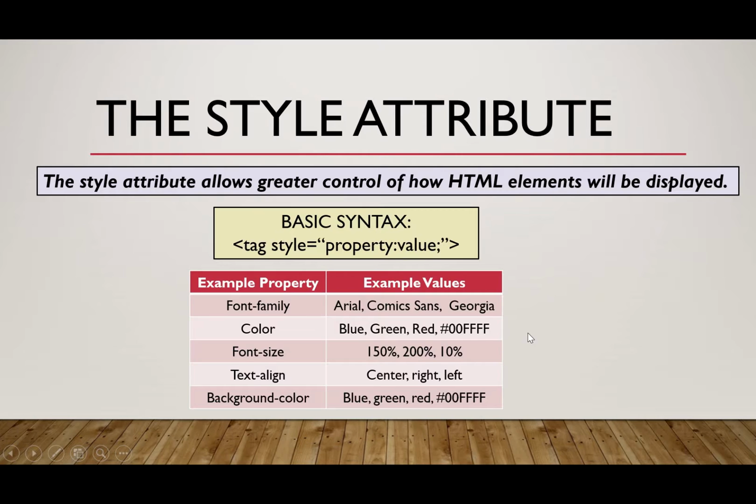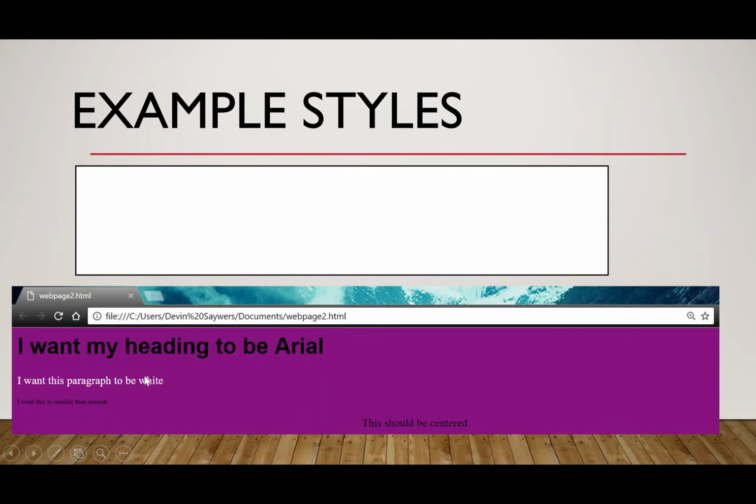So let's actually take a look at an example. So the first thing, let's pull this up. I have my background changed colors, I have this heading is Arial, and I have this paragraph to be white, this paragraph is small, and I want this centered. So let's look at the code and see how that worked, okay? So in this first bit, I actually redefined the body style background color to be purple, as you can see here. So now the background is purple, as you can see.